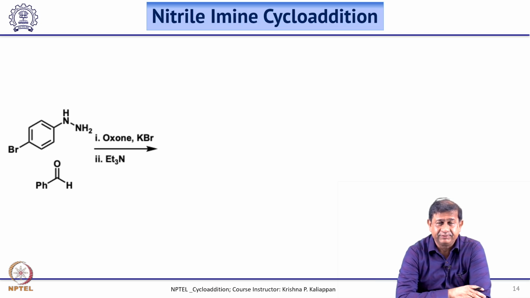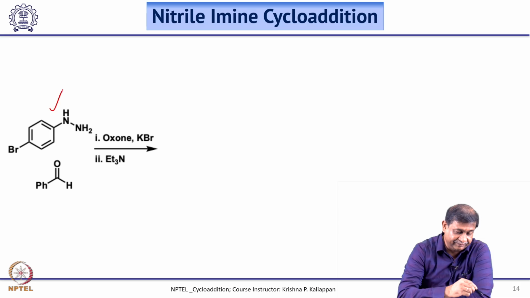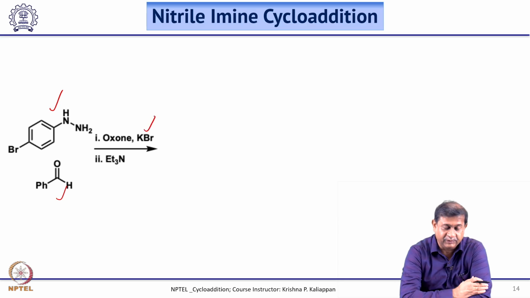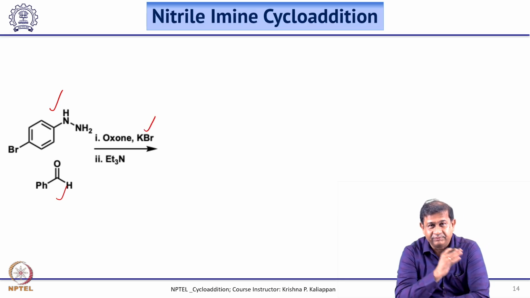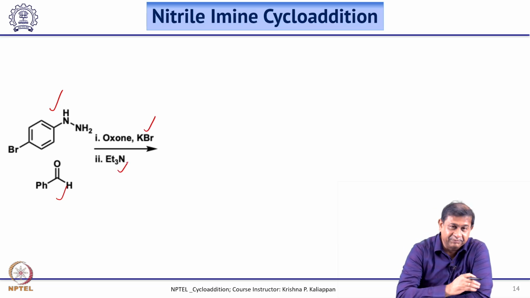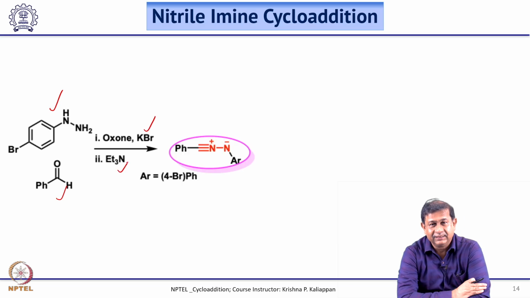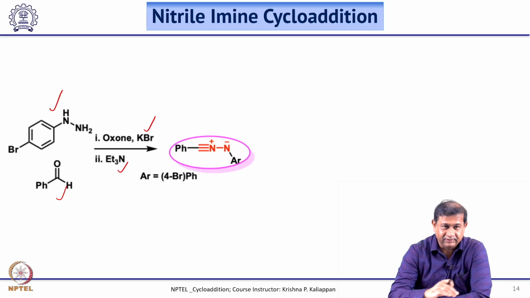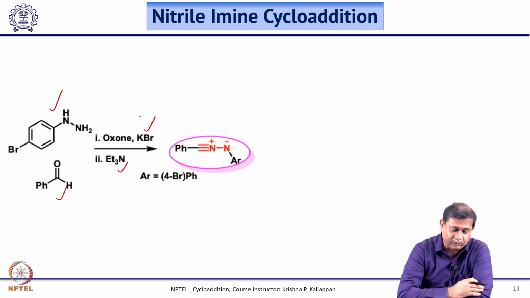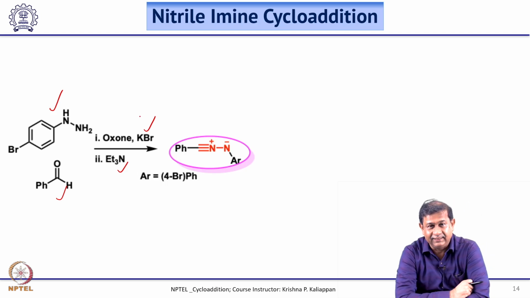For example, if you take the phenyl hydrazine and then treat with an aldehyde, basically it should form first hydrazone. Then since you are doing this reaction with potassium bromide, it can form the alpha bromo hydrazone that upon treatment with triethylamine can give this nitrile imine. Okay, so all this you can do in 2 steps, but there is also a one-pot protocol to make these nitrile imines.